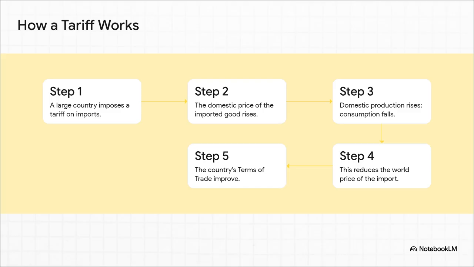So here's the playbook for how a tariff can work, at least for a big country. First, you slap a tariff on something. Let's say imported food. That makes it more expensive inside your country. So your own farmers start producing more, and your consumers start buying a little less. This reduces your country's overall demand on the world market, which can actually push the global price of food down. And just like that, you've improved your terms of trade.